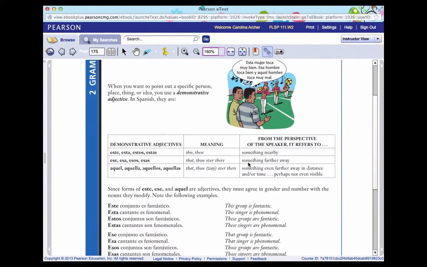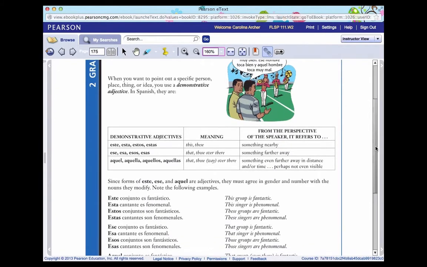Now, when we want to say something that is farther away, we use ese, esa, esos, esas. And you see here the masculine singular, feminine singular, masculine plural, feminine plural. Okay, that these mean that and those over there. Something that is farther away. And something that is even farther away in distance and or time, and perhaps not even visible, meaning those way over there, we say aquel, aquella, aquellos, and aquellas.